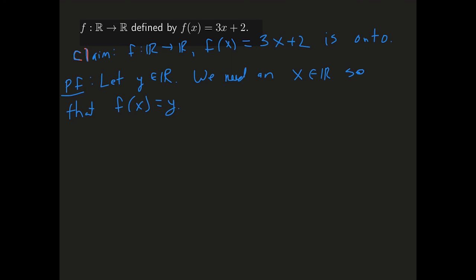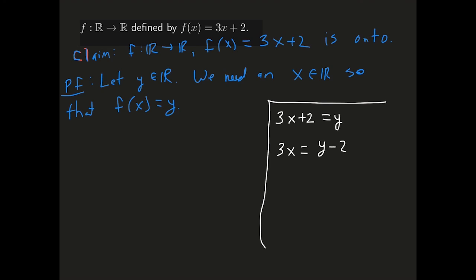Now, there's a little side work involved. So here's my side work. 3x plus 2 has to be equal to y. We can figure out what x has to look like. That means 3x is going to be y minus 2, and x is going to be y minus 2 over 3. Okay, this is the side work for your proof.